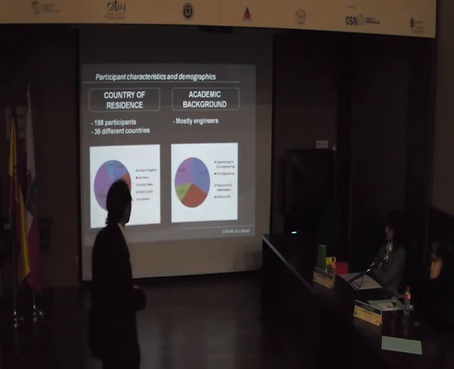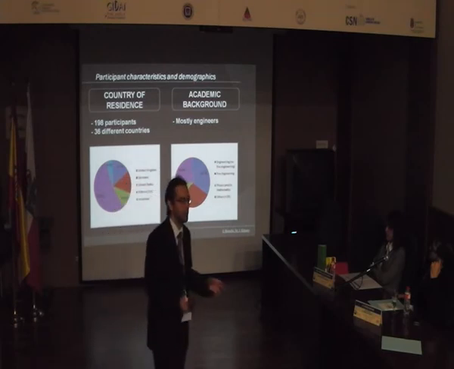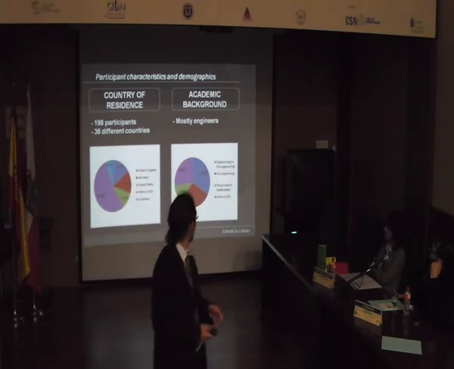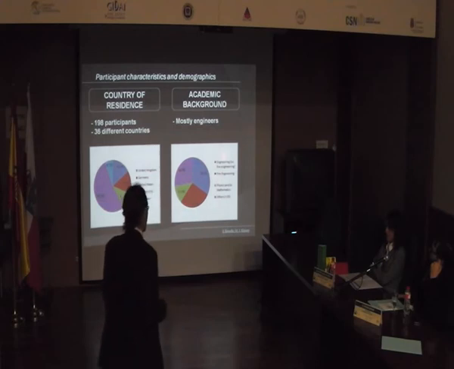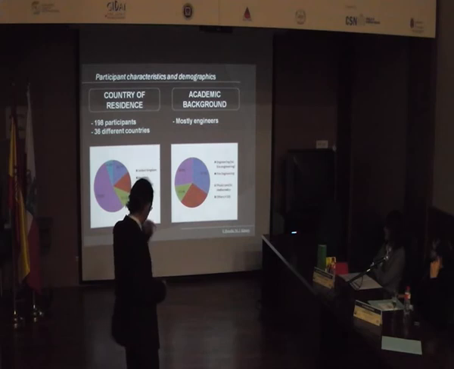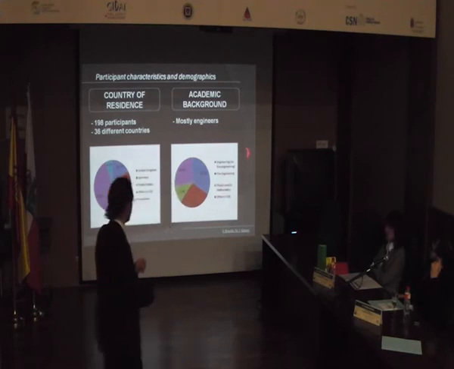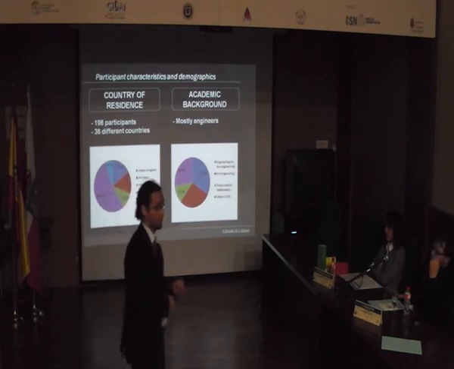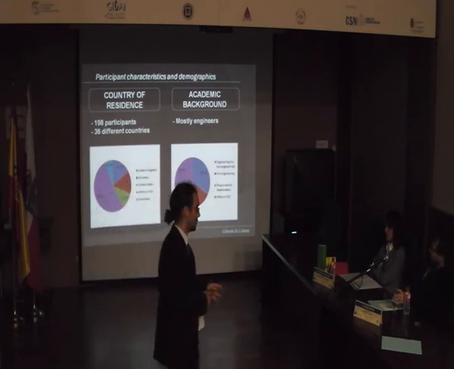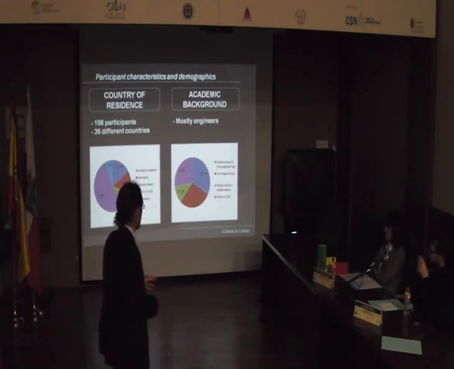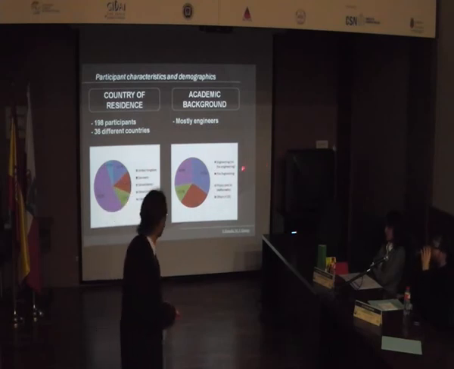And then we were investigating what was the academic background of people. What we see is that more than 50% were engineers or fire engineers. We decided to divide other engineers from fire engineers because we wanted to say precisely what the part of fire engineers was, because they are the highest number of users.